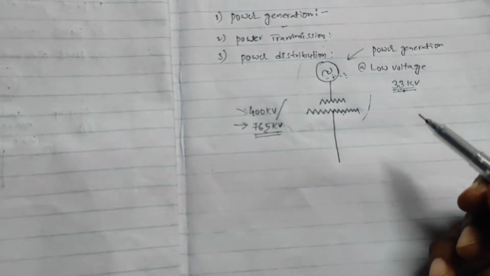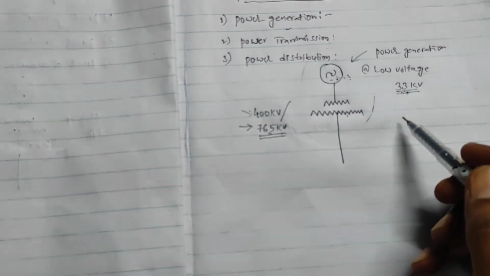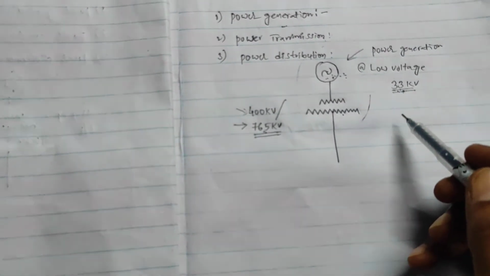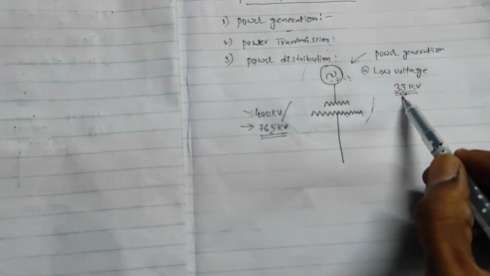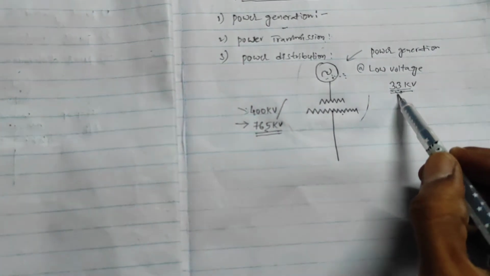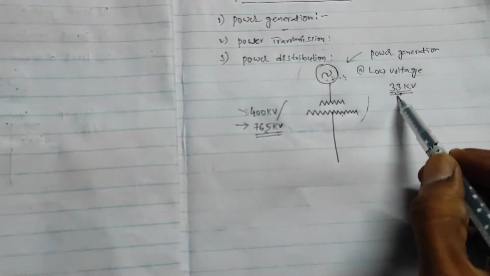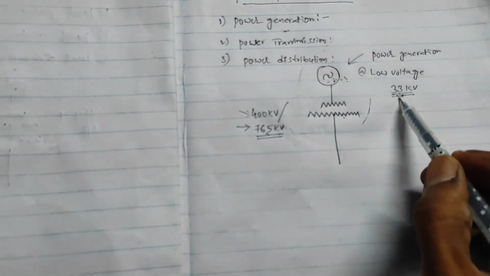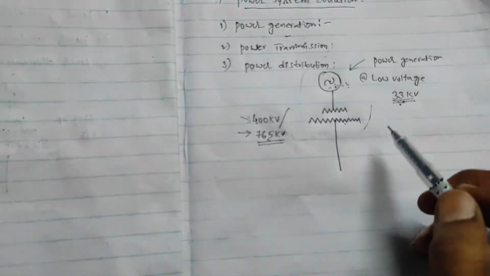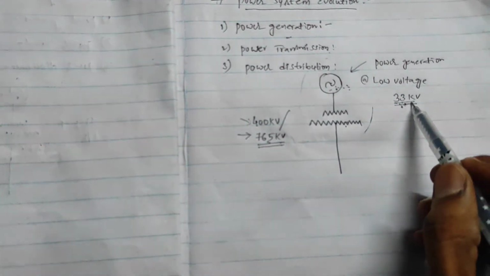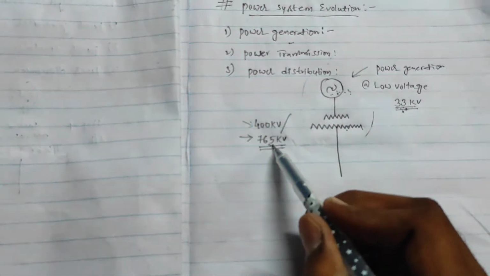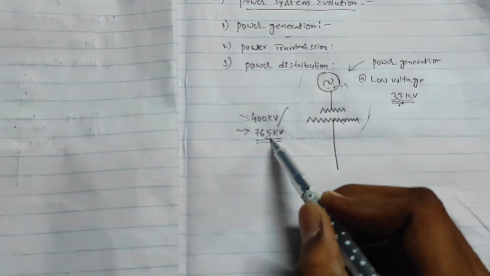So now it is not advisable, it is not economical, to transmit power at low voltage. Why? Because of the huge amount of line loss, we don't want to go for power transmission at low voltage. We always opt for power transmission at high voltage, at very high voltage.